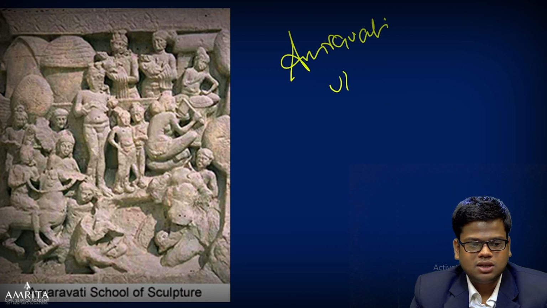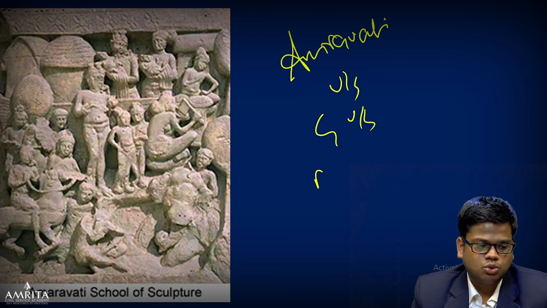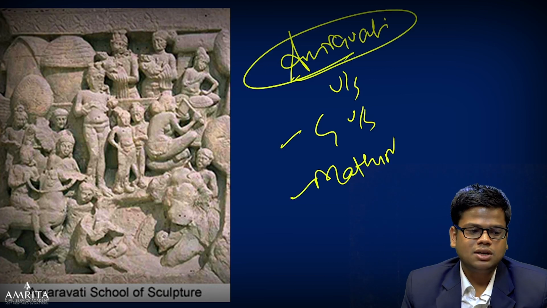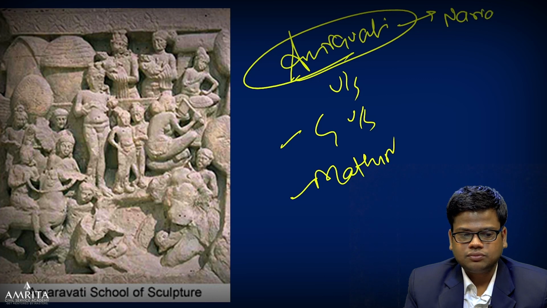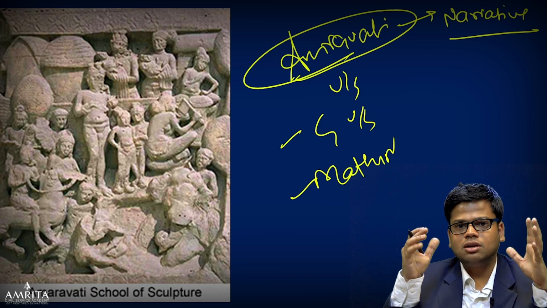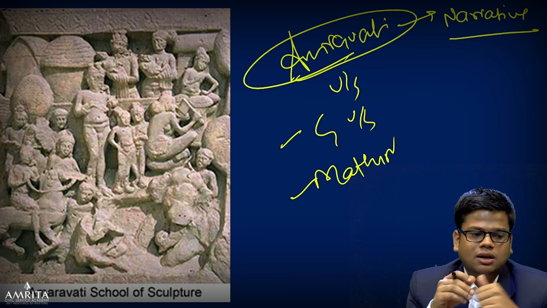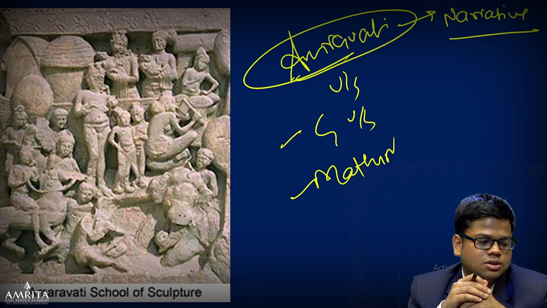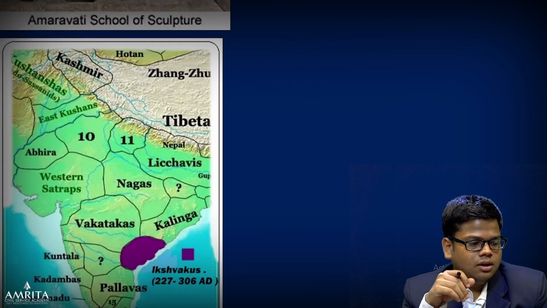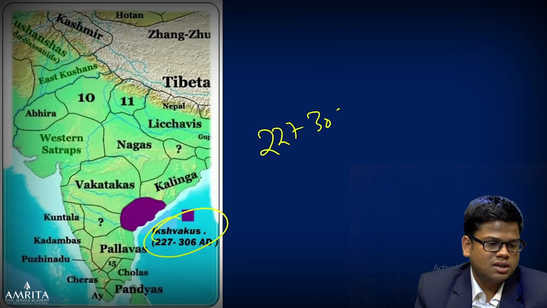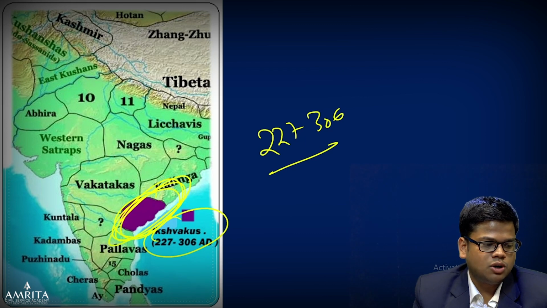Coming to the Amravati, in the static section you must be doing Amravati versus the Gandhara versus the Mathura school. So one of the features of the Amravati school which differentiates it from Gandhara and Mathura is the narrative art. There is no single sculpture of Buddha, just like in the Gandhara and the Mathura, where the single Buddha is carved. However, here in the Amravati, the narrative stories are there based upon the Jataka stories. Okay. Ishwaku dynasty ruled from 227 to 306, and this is the area similar to Andhra Pradesh.